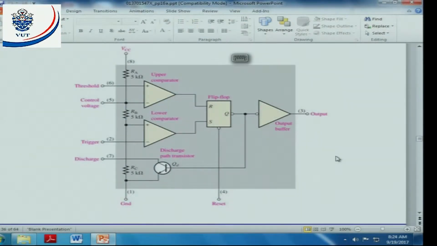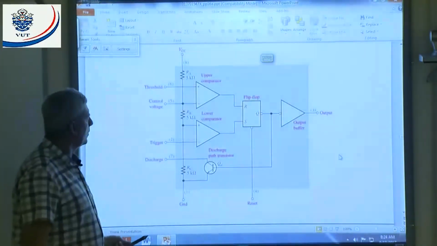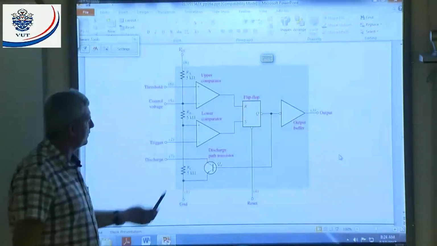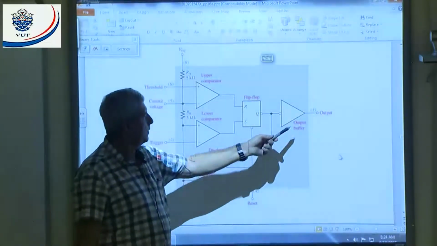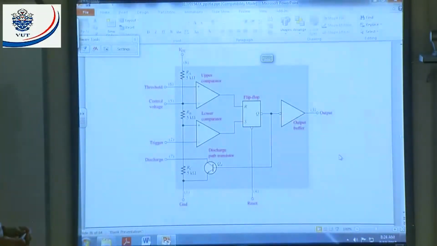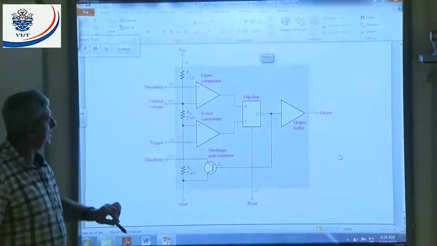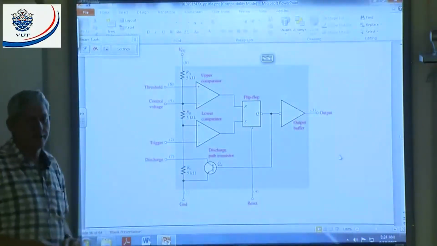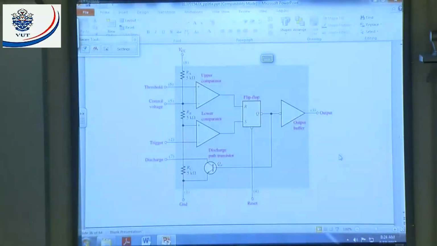Right, that is what we find inside the 555 timer. In the 555 timer, we got two comparators, the upper comparator and the lower comparator. We got a transistor for discharge. We got a flip-flop, and we got an output buffer amplifier there. Now let's go and look at a few things. We look at these resistors, RA, RB, and RC. All of them are 5 kilo ohm resistors. All right, they are equal in value.